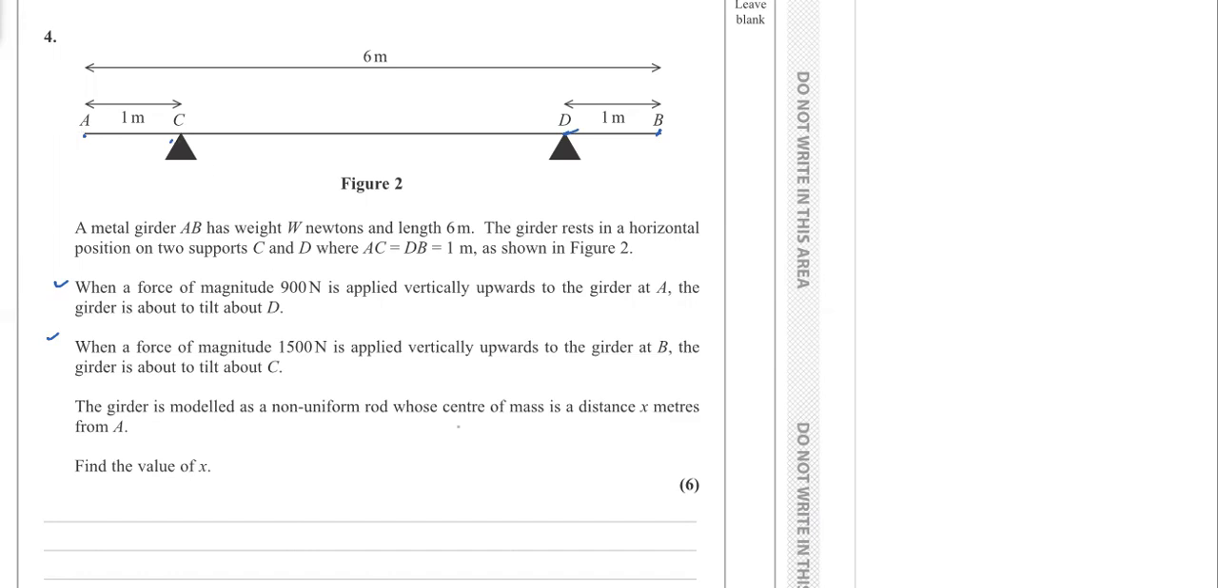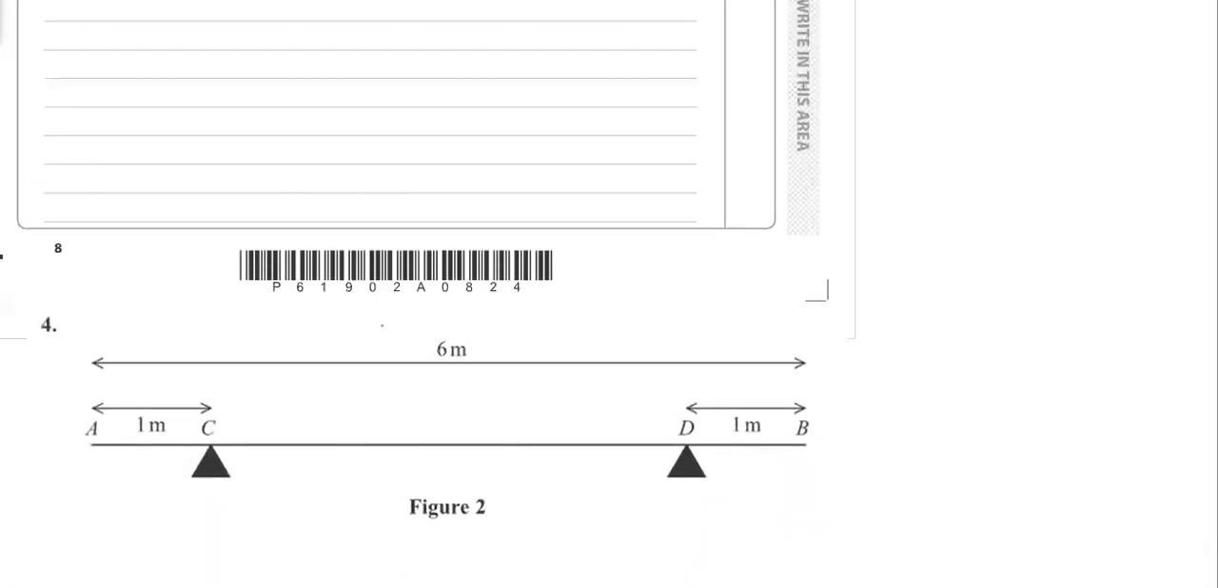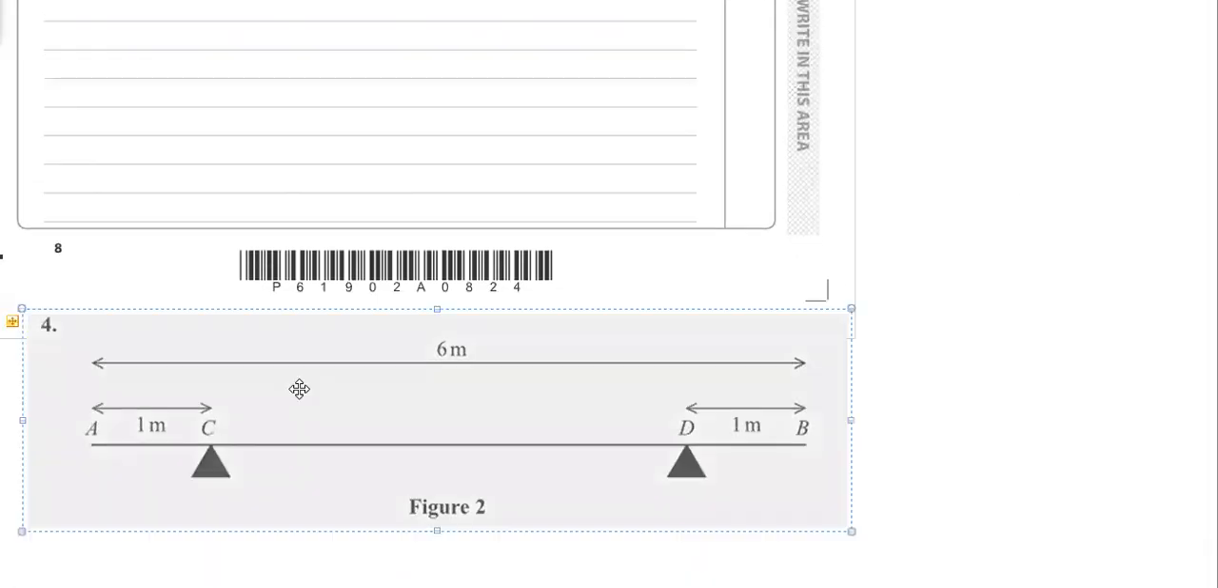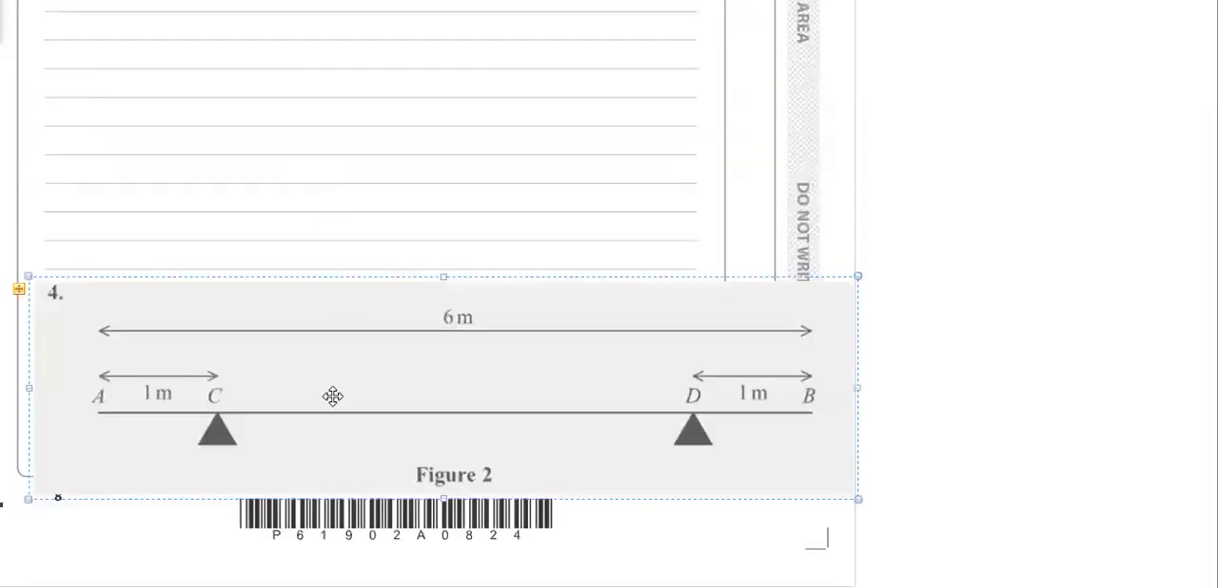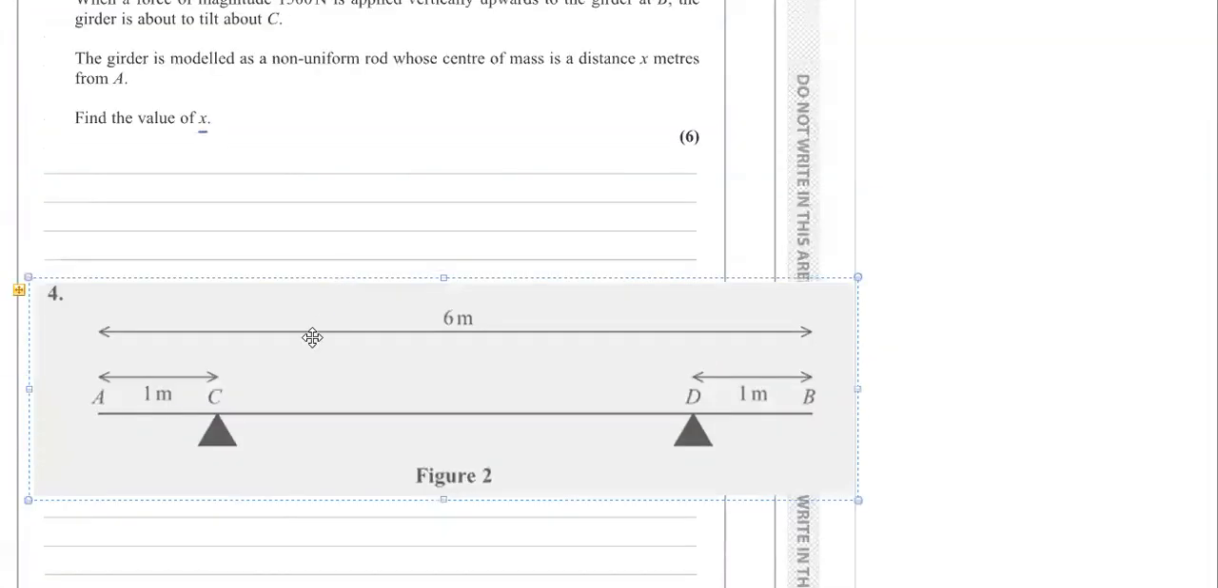And this is a non-uniform rod. Non-uniform rod means its center of mass will not act in the middle. So we have to find the distance where the center of mass will act. We have to find the value. So what we need to do is to solve this one. First of all, let's draw the force diagram, and then we can use the moments to solve this question.